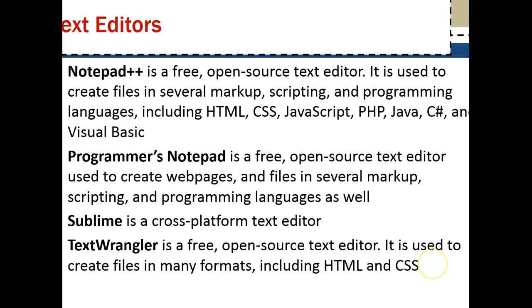Sublime is a cross-platform text editor that can be used on Mac, Windows, or Linux operating systems. With Sublime, one can create files for several formats, including HTML and CSS. TextWrangler is also free, open source, and available for Mac. It can be used to create files in many formats, including HTML and CSS.